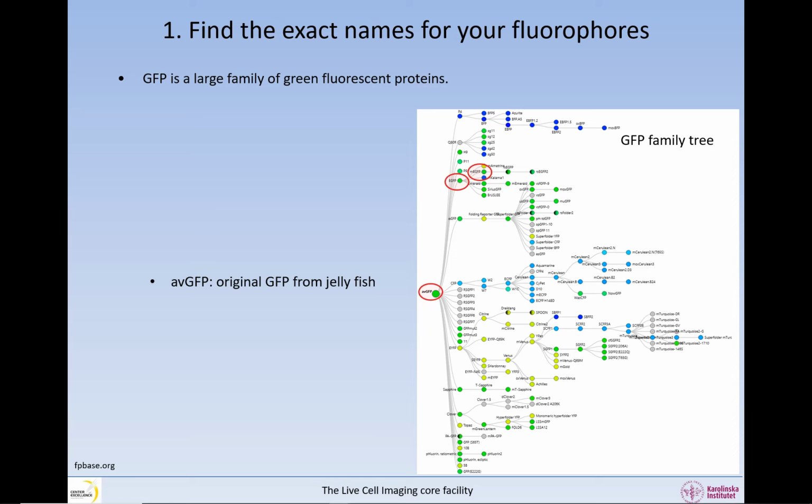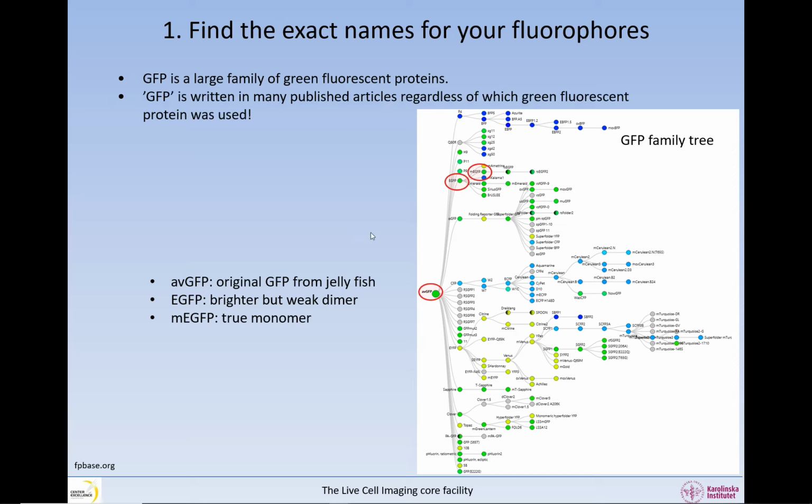But this GFP was very weak and it was bleaching very fast. So it was quite quickly evolved to another GFP called enhanced GFP, eGFP. And this was brighter, but it was a weak dimer, which created problems. So then this GFP in turn was evolved into a true monomer, mEGFP. However, GFP is written in many articles regardless of which green fluorescent protein was used, and that leads to irreproducibility. So which fluorophore do you really use?